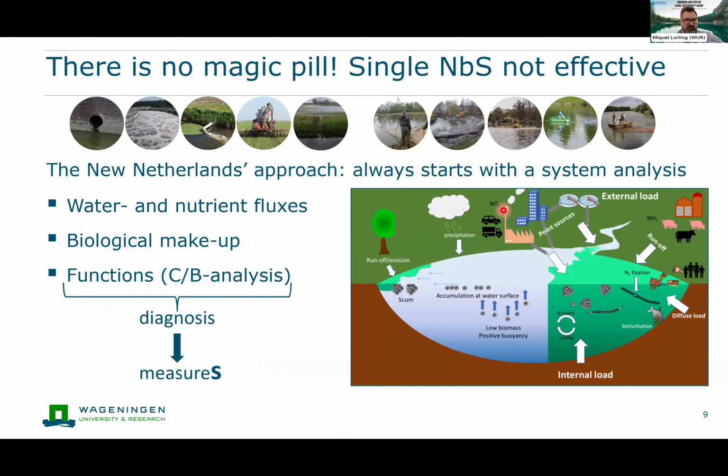What we can conclude from all these attempts is that there is no such thing as a magic pill, and not a single nature-based solution will be that effective to bring our water bodies from a turbid, cyanobacteria-infested state back to a clear water state with abundant submerged aquatic plants. So our new approach, and actually it's an old approach, but we had forgotten about it, is to always start with what we call the proper diagnosis, system analysis. So if we have a water body, it doesn't matter which one, we start to look at where do water and nutrients come from. What is the makeup of our system?